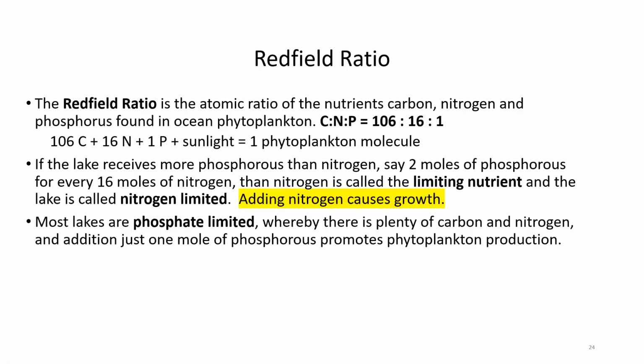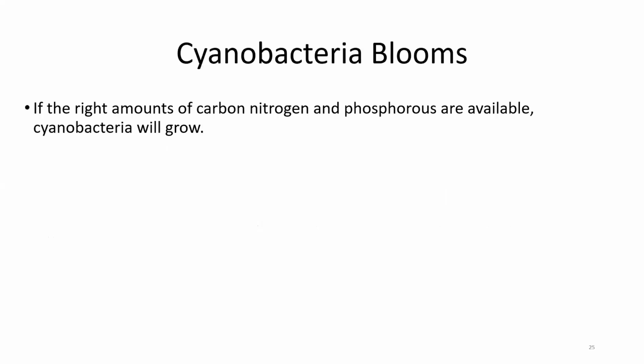So most lakes are phosphate limited. So usually you've got plenty of carbon and nitrogen. You probably have a lot of nitrogen because you've got a lot of decaying organic matter, right? So when things die, it turns into ammonia, and ammonia is part of nitrogen. And if you just add 1 more little bit of phosphorus, then it's going to allow it to really amp up some growth and promoting a lot of phytoplankton production. And then you get something that looks like a cyanobacteria bloom.